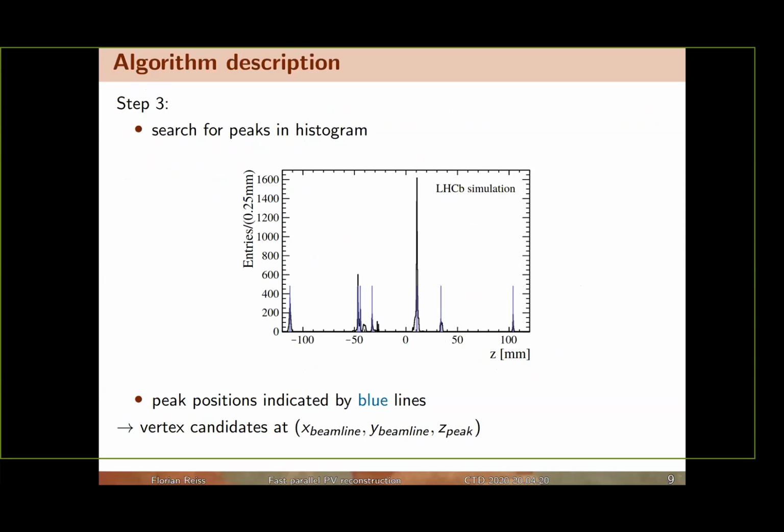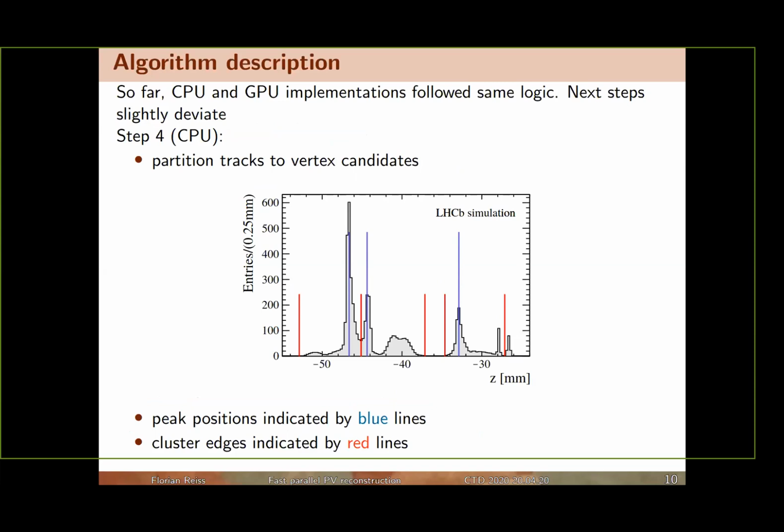Then we look for peaks in this histogram, and here you can see marked with blue lines the peaks identified by the peak finding. We then get the vertex candidates at the x and y of the beamline and the z positions of the peaks. So far, the algorithm was implemented for CPU and GPU following roughly the same logic. The next couple of steps will deviate slightly, for reasons I will go into in a second.